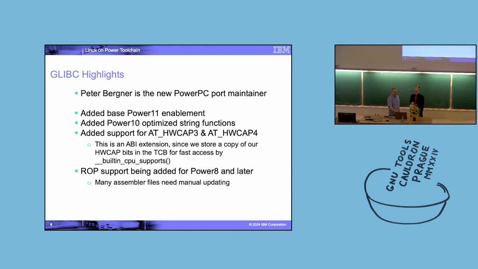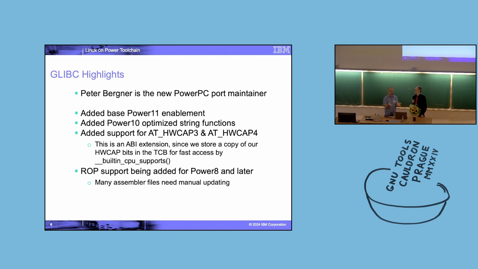Okay. And then to go along with the ROP changes on the GCC side, we've also started submitting patches. Sachin, who's one of my glibc developers, has been working on adding ROP support to glibc. We're doing this for Power 8 and later because binutils only accepts the ROP instructions for Power 8 and later, even though the ROP instructions only do anything on Power 10.